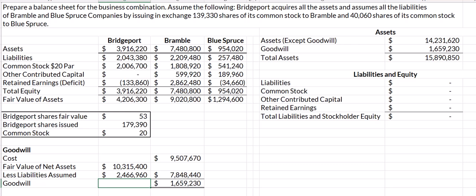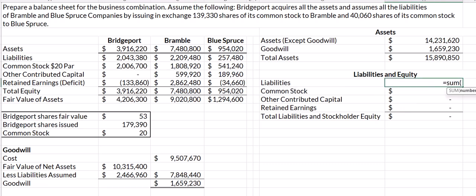That's going to give me my actual fair price. And the difference between the cost and net assets minus liabilities is going to give me goodwill. 1,659,230. I've put that in its place on the balance sheet, and I know total assets are 15,890,850.